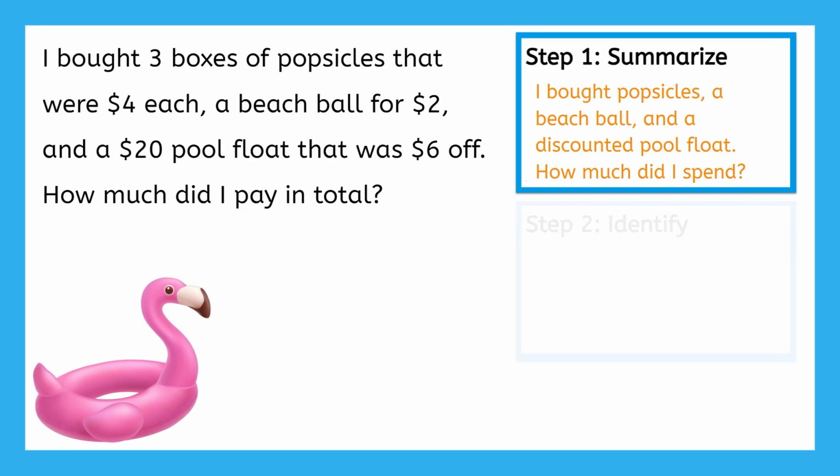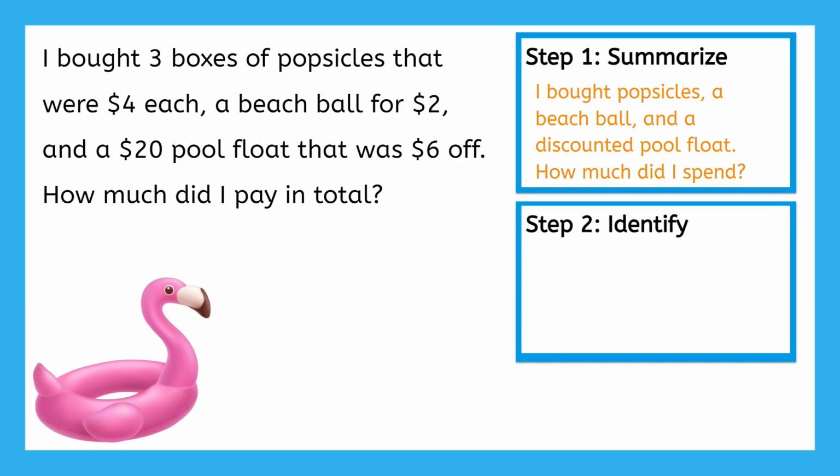In step 2, we identify important information. Remember, our objective is to find the price of each item and sum them up. As we read through the problem again, let's circle important information and jot down useful notes. The first sentence says, I bought 3 boxes of popsicles that were $4 each. Let's circle 3 boxes and $4 each. We could determine how much the popsicles cost by repeatedly adding 4 plus 4 plus 4. Repeated addition is the same thing as multiplication, so let's make a quick note that the price of the popsicles can be represented as 4 times 3.